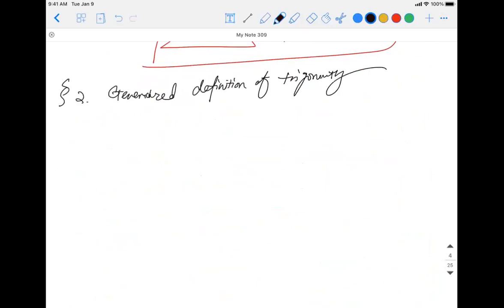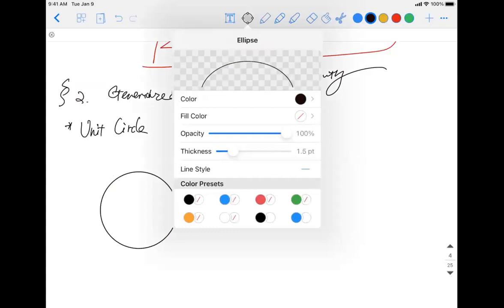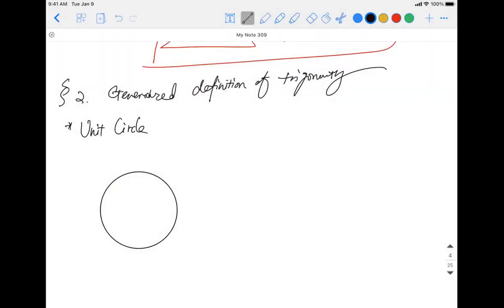We want something more generic, not only just 90 degrees. So in order to make a more generic definition, we have to introduce the concept of a unit circle. So what is a unit circle? A unit circle means a circle with my radius equal to one, which is quite understandable, right? So this is my unit circle, okay?